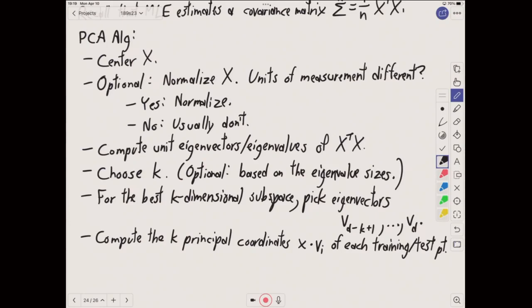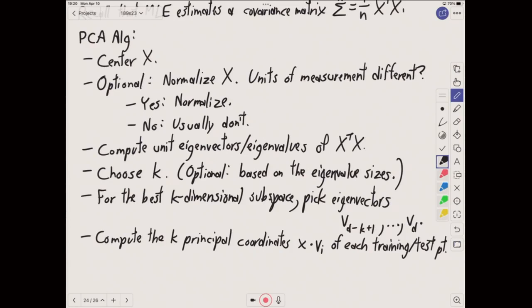Technical detail: when you project your data down onto the subspace you've chosen, you have two choices. You can project the original uncentered training data, or you can project the centered training data, in which case your projected data will still be centered. If you do the latter, you have to remember to translate the test data by the same vector that you used to translate the training data when you originally centered it.